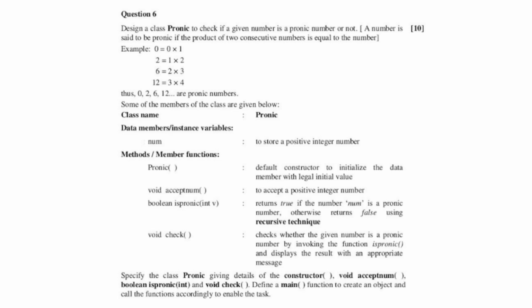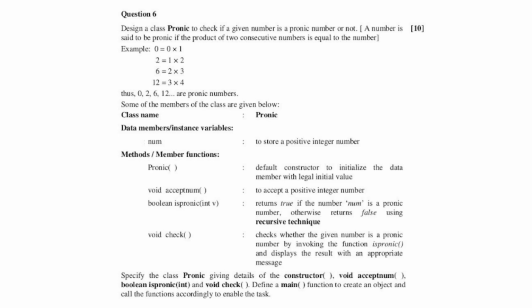And as usual, the program has to be object oriented. They have given the name of the class. The name of the class must be pronic. Data members, there is only one data member, that is num, which will store the number. Similarly, there will be a constructor for initializing the data member with legitimate initial values.